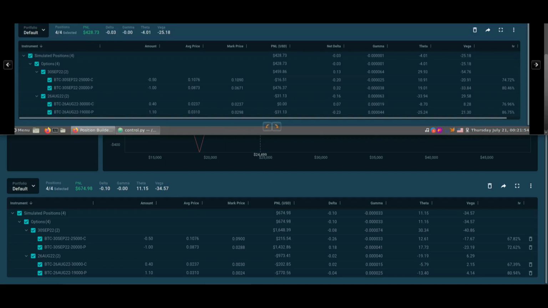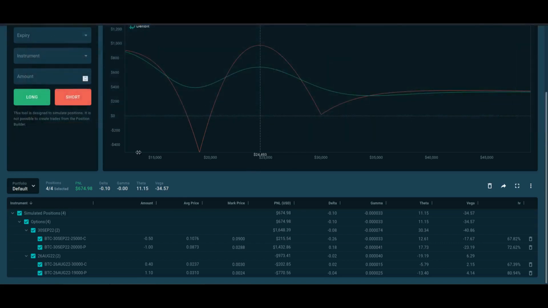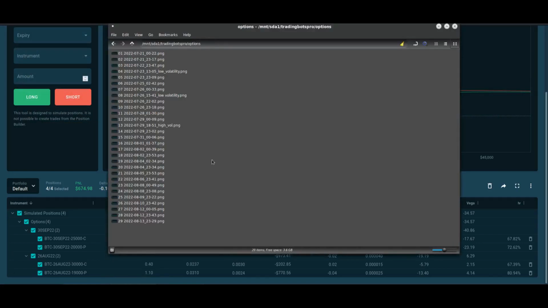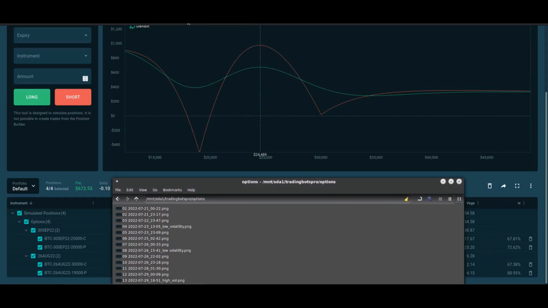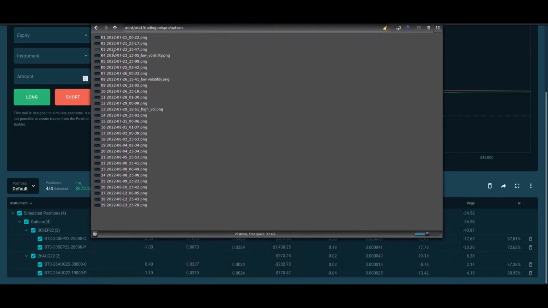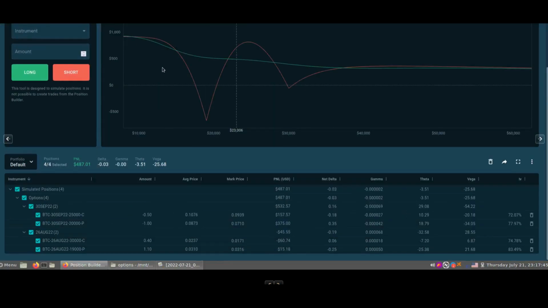So let's take a look at how our option construction P&L changed with different volatility and different underlying asset price. You can see the invisible power of volatility. Take a look. Here we have 23,000 of the underlying asset, and we already have a benefit.